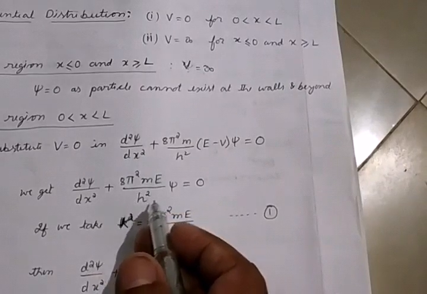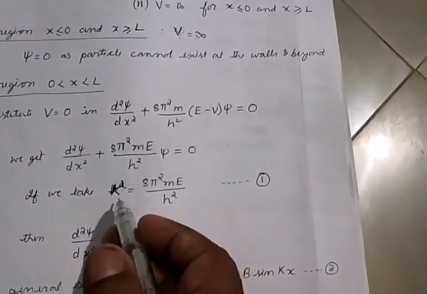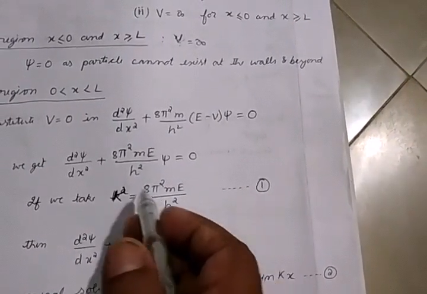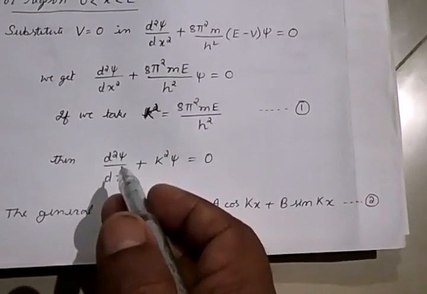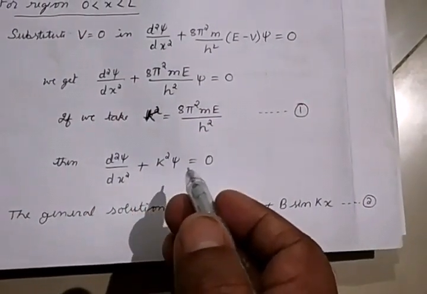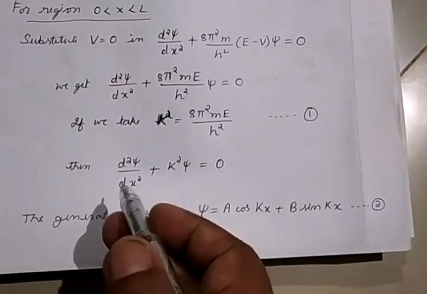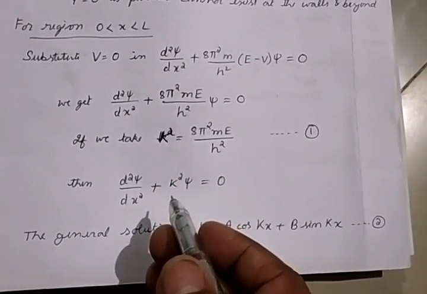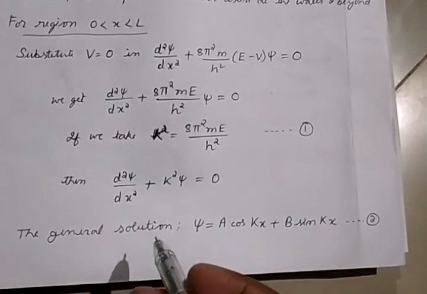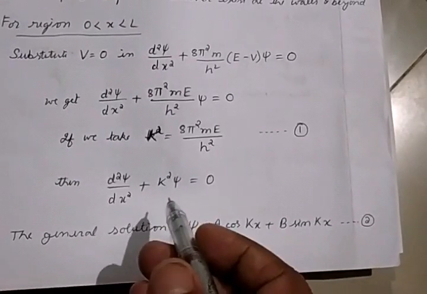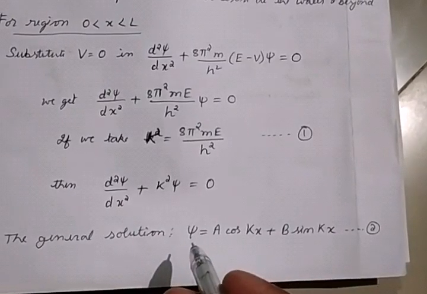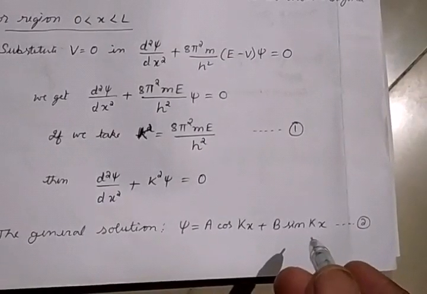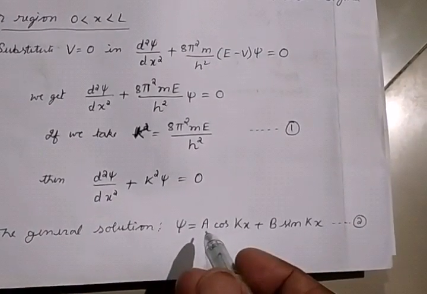Here I will take this part as a constant, that is, k square equal to 8 pi square m E by h square. Then I can write this equation as d square psi by dx square plus k square psi is equal to 0. This is a second order differential equation in one of the standard forms used in mathematics. The general solution for this kind of second order differential equation is always given by psi is equal to A cos kx plus B sin kx. This is the general solution with the values A and B.